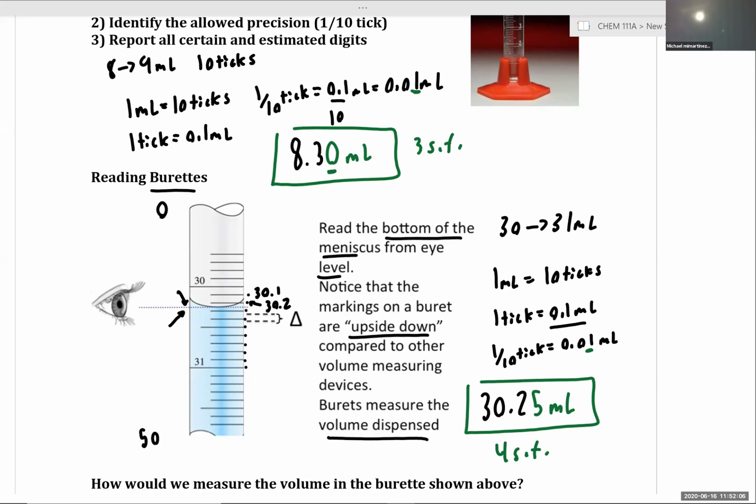Not in this case. So the only case where you have limitations in terms of what digit you can report for your estimated digit would have to do with your tick marks being an increment larger than 1 unit. So for example, if 1/10 of a tick was 0.5, then yes, we can only report 5 or 0. In this case, 1/10 of a tick is 0.1. So we have permission to report any digit that we choose in our estimated digit column. Does that make sense?